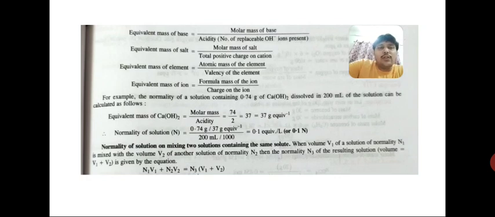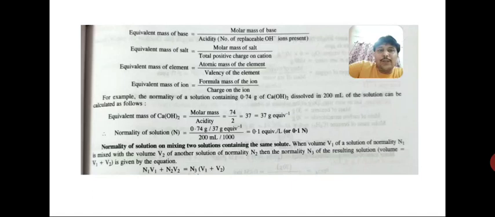Okay students, so the meaning of total positive charge is the total number of positive atoms into its charge or valency. Let us see some examples, like the equivalent mass of calcium hydroxide, its molar mass is 74, and acidity we can see in the formula here, 2 OH is there, so its equivalent mass is 74 by 2, that is 37.